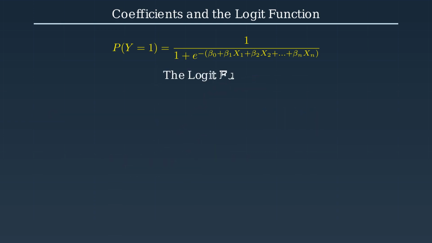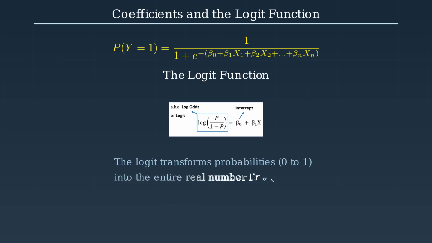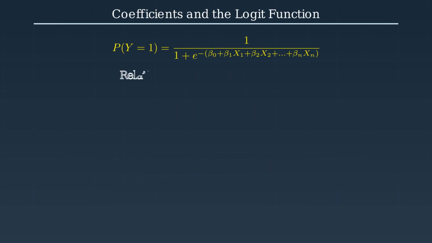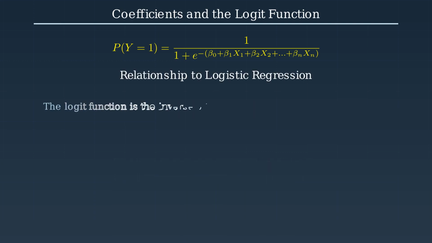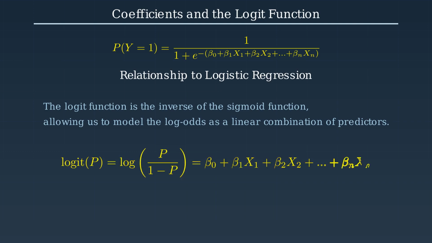The logit function is the logarithm of the odds ratio, and it forms the basis of logistic regression. It transforms probabilities, which are bounded between 0 and 1, into the entire real number line, from negative infinity to positive infinity. The logit function is the inverse of the sigmoid function, creating a critical relationship in logistic regression. This relationship allows us to model the log odds as a linear combination of predictors, connecting the nonlinear probability output to a linear equation.